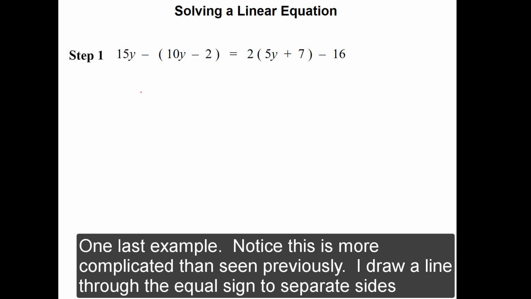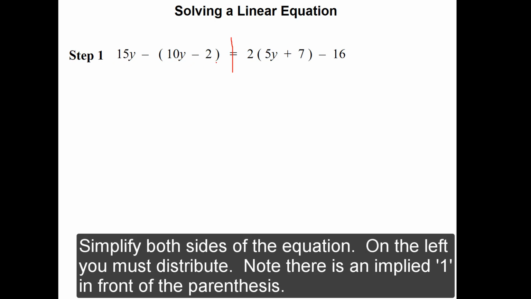Here is one last example. Notice that this is a much more complicated equation than you've seen previously. I'm going to highlight the difference between the left side and the right side by drawing this line through the equal sign. Notice on the left I have a set of parentheses. I know I have to simplify this. On the right I have a set of parentheses. So I will simplify both sides of the equation.